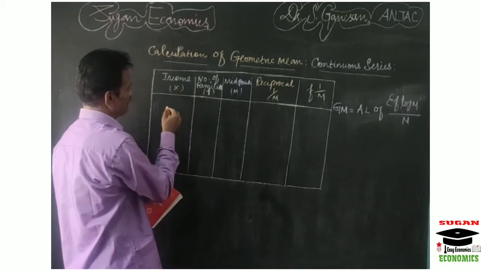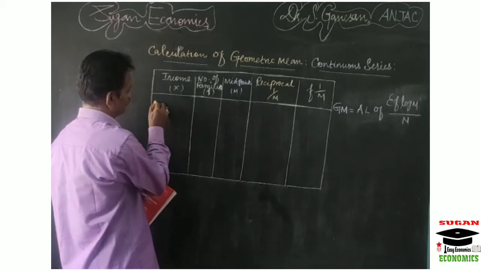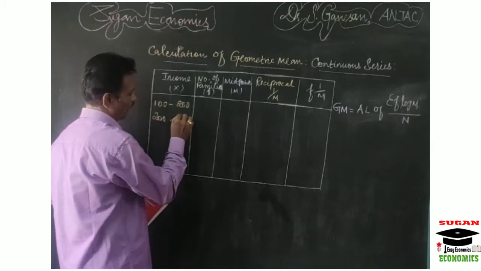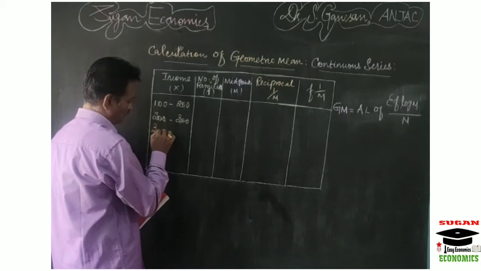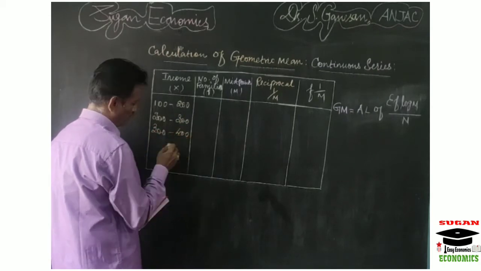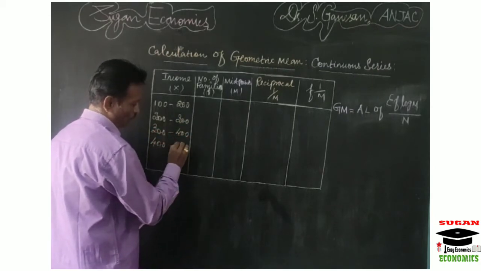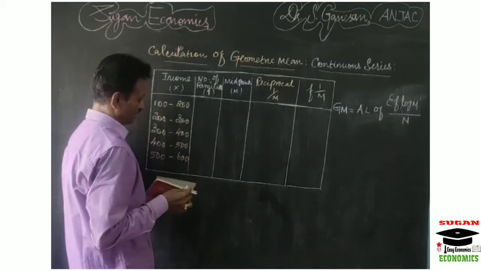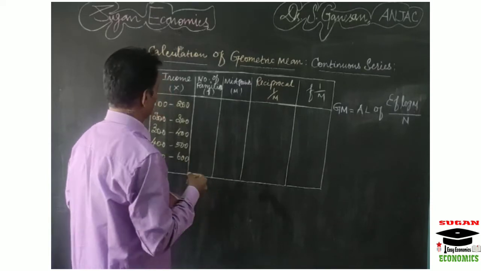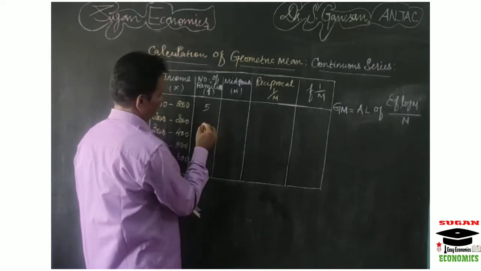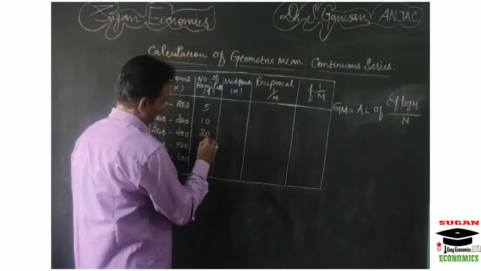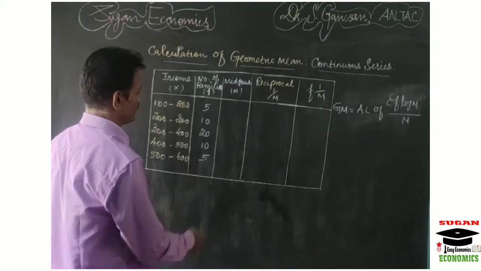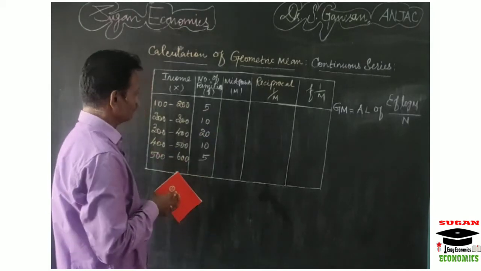Here income is given, and it should be taken as x. Income: 100 to 200, 200 to 300, 300 to 400, 400 to 500, and 500 to 600. And the number of families is 5, 10, 20, 10, 5.